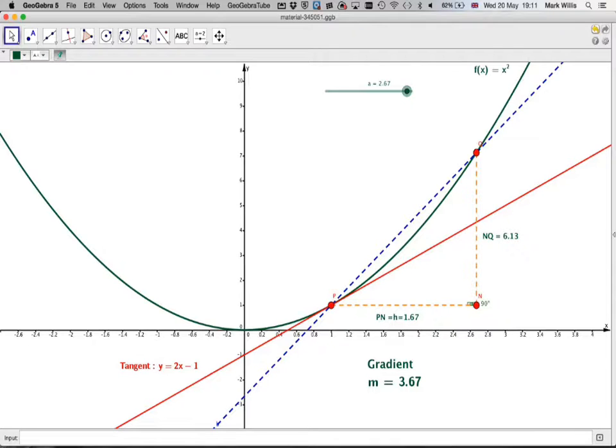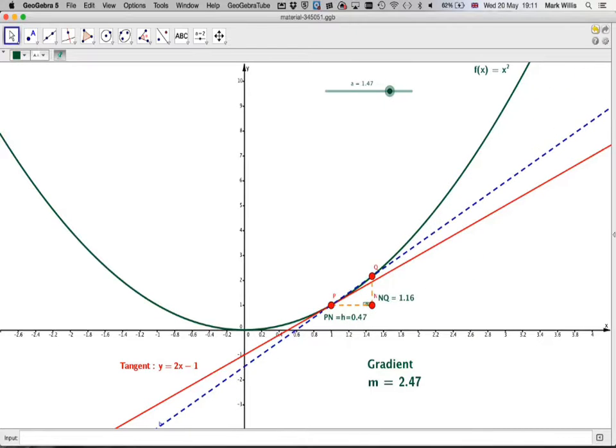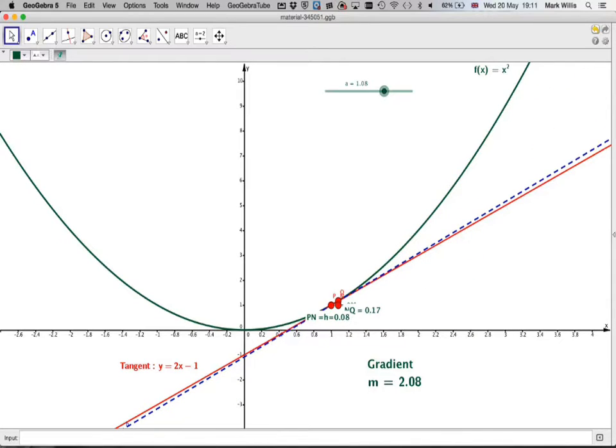But just to repeat what we do, geometrically, if we take this point Q and we move it closer and closer to P, we can see as we do move it closer, it approximates towards 2. Okay, that's probably as close as we could get, and this is where h is 0.01. So that's a brief introduction to differentiation from first principles from an algebraic perspective and a geometrical perspective. I hope you've enjoyed this video.